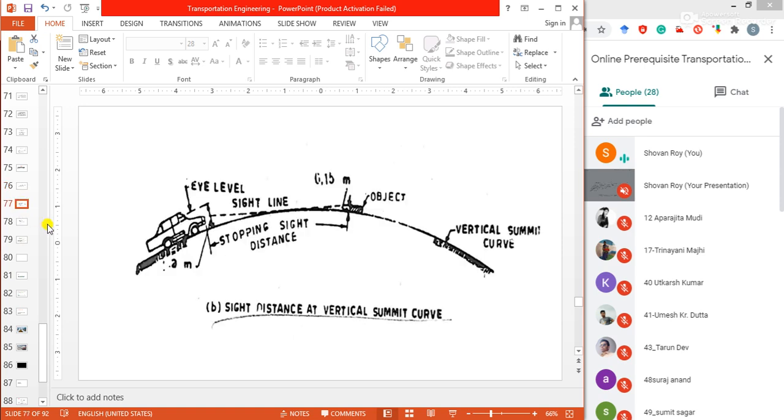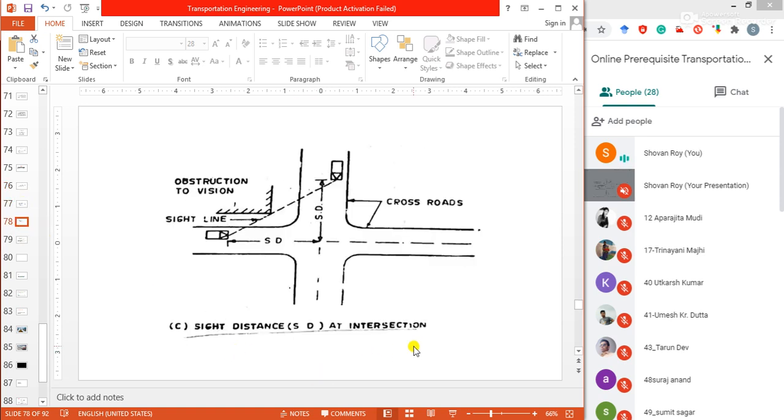Another thing we have already discussed is the sight distance at intersection. The driver entering an uncontrolled intersection, particularly an unsignalized intersection, has sufficient visibility to enable him to take control of his vehicle and to avoid collision with another vehicle. This is the sight distance at intersection.